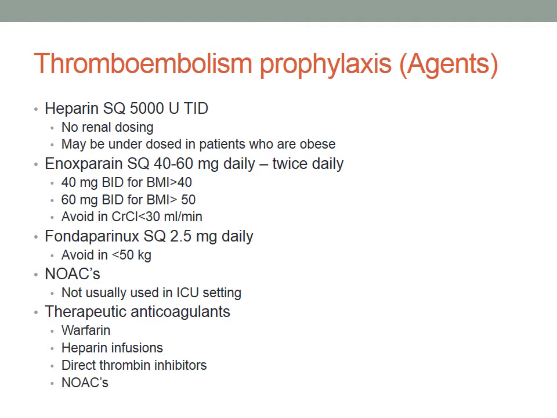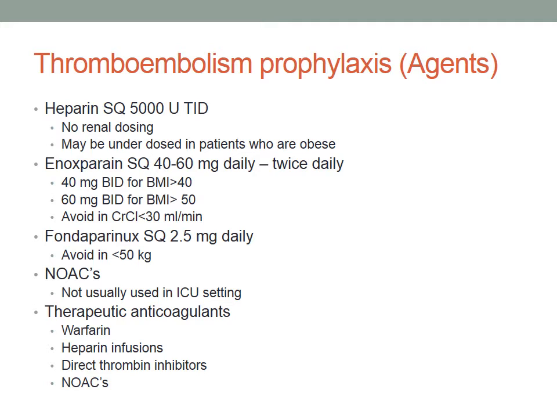To prevent venous thromboembolism in an ICU patient, we can use mechanical or pharmacologic prophylaxis. For pharmacologic agents, we have heparin, enoxaparin, fondaparinux, the new oral anticoagulants, or patients may be on therapeutic anticoagulation for other reasons. Heparin is given as 5,000 units 3 times a day subcutaneously.